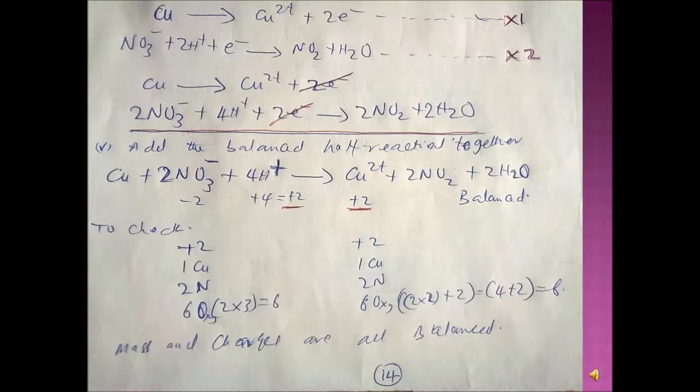Then after that, we can now cancel 2 electrons. So 2 electrons cancel 2 electrons. Then the last step is to do what? Is to add the balanced half reactions together. Now when you add everything, you see that we have -2 plus 4, equals to +2, and then we have just +2 here, which is from copper 2 ion. Then when you check for both mass and charges, you discover that everything is what? Balanced.